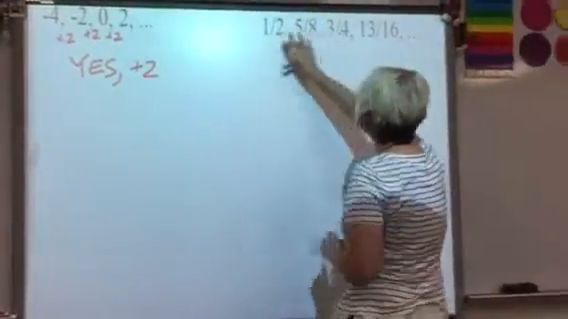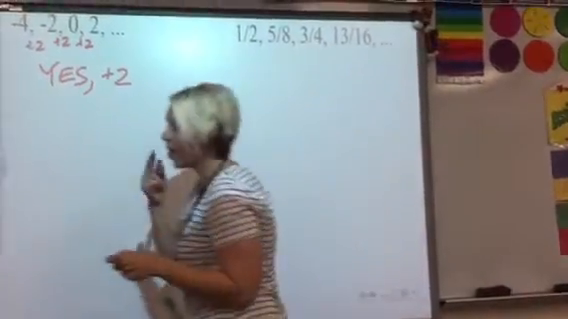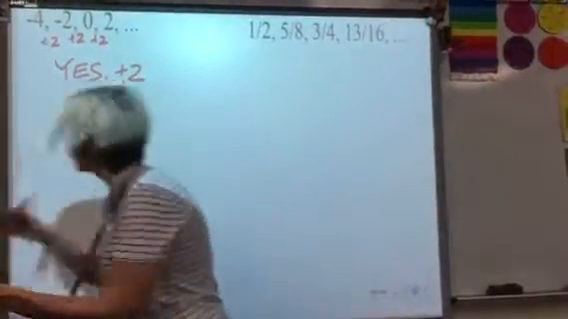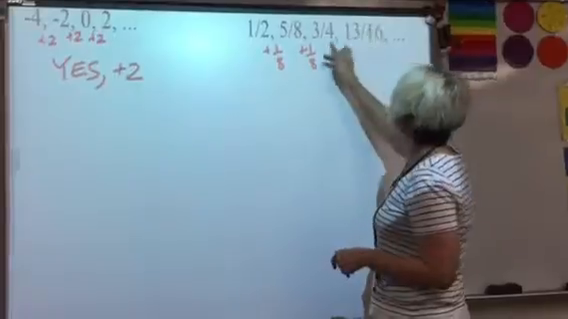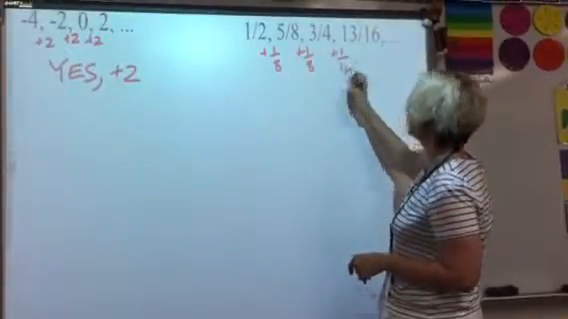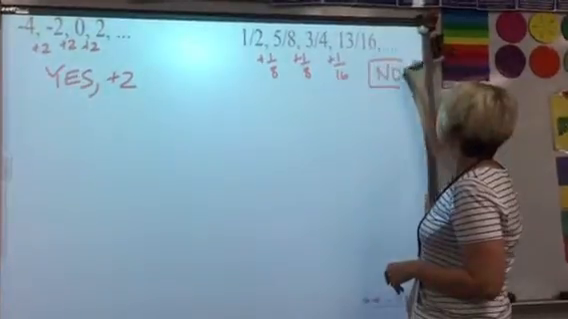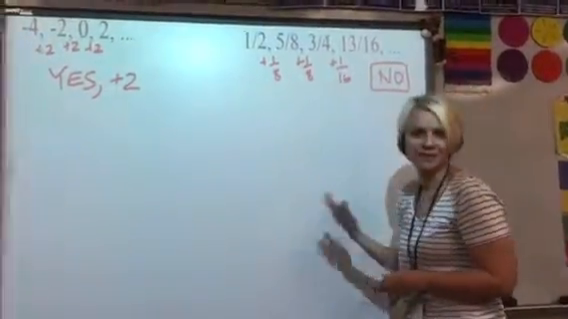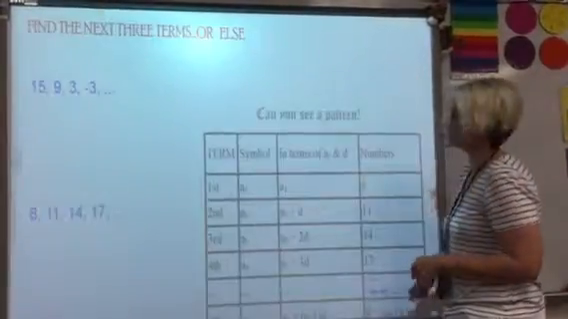In this situation, since it's fractions, maybe you want to use your calculator to check. 1/2 to 5/8, I'm going to cheat a little bit and look here. This is plus 1/8. This is plus 1/8. When you subtract this, you get plus 1/16, and you can check that on your calculator. So here we would say no. And we don't have to say why it's no. But we can see here that I don't have a common difference. It's not adding 1/8 each time. All right, let's move on.